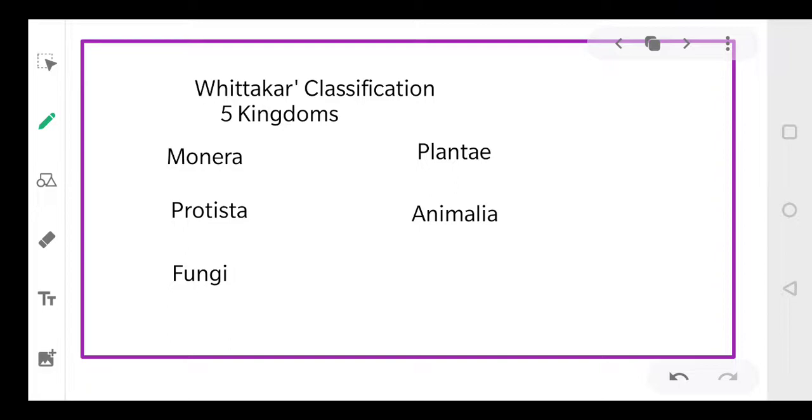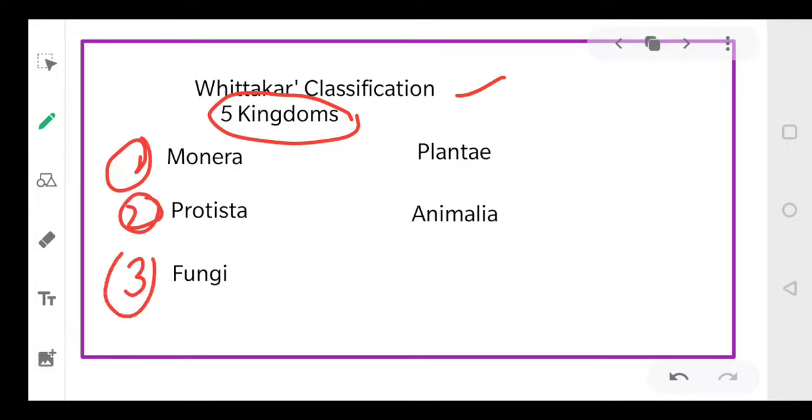Now, before we go further, let's revise what we have done yesterday. We've talked about Whittaker's classification. It was Whittaker who classified all living organisms into 5 basic kingdoms. The very first was Monera, second is Protista, third is Fungi, fourth is Plantae, and fifth is Animalia. We'll be discussing each kingdom in detail separately. So today we'll start with the kingdom Monera.